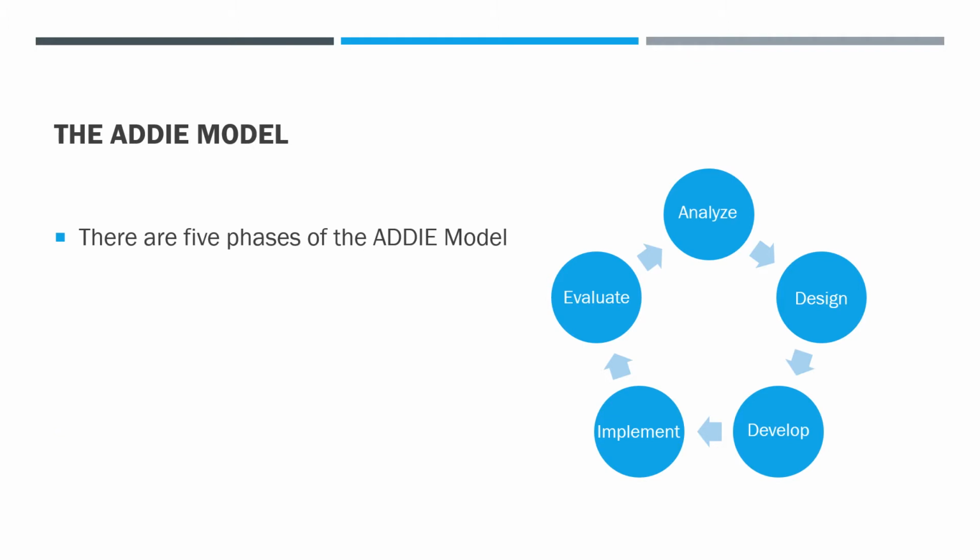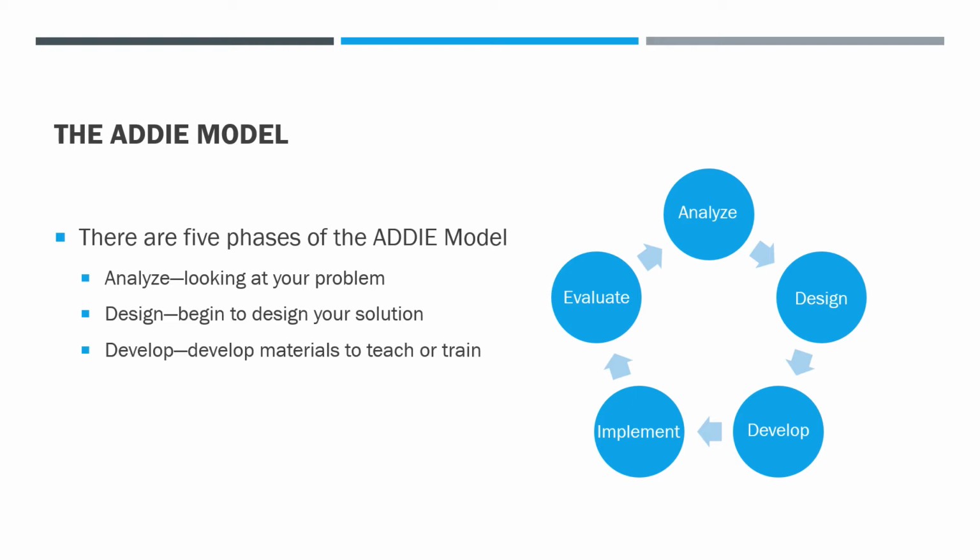In the ADDIE model, there are 5 phases of development. Analyze. This is where you want to look at your problem. Number 2, the second part is to design. You want to design your solution to that problem. Next, you want to develop your materials to teach or train. Again, keeping that design to the solution and keeping your problem in mind.